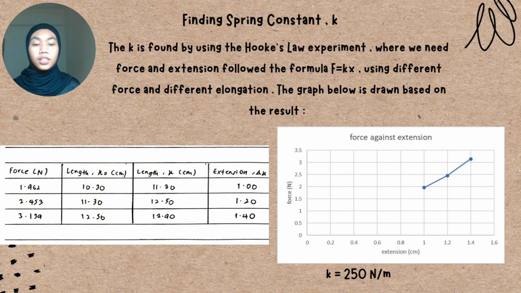The graph below, force against extension, is drawn based on the results. From the graph, we can determine the spring constant k by calculating the gradient of the graph, and we get 250 Newton per meter.